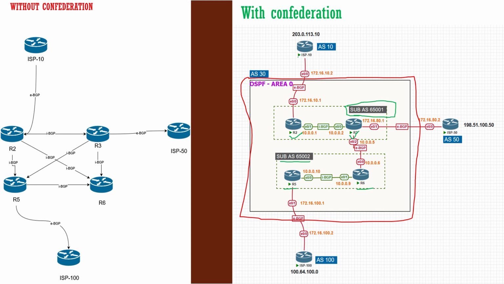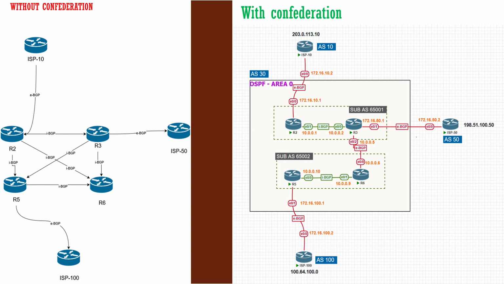But ISP10 doesn't know what's going on behind the scenes. It just knows that we are AS number 30. Same goes for ISP 100. It doesn't know that we are operating with these autonomous systems. For all external BGP peers, we are just AS number 30. But we as the ISP are managing everything under the hood. We are managing the configuration. Whatever we do is local to us. External eBGP peerings don't know what's going on.